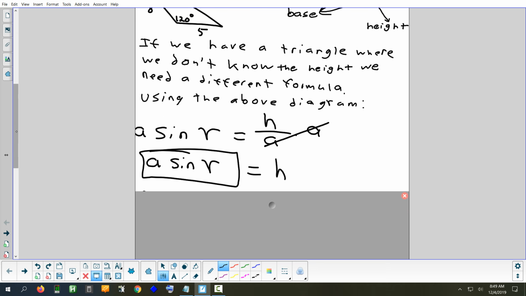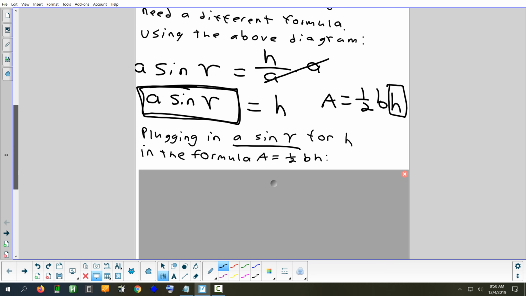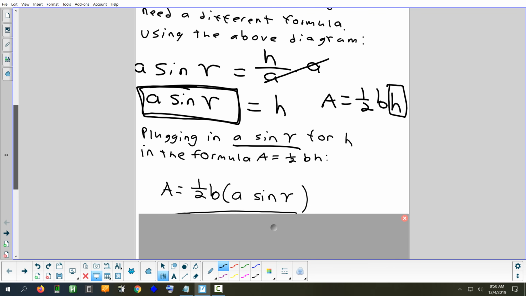Right, so what we're going to do now is basically substitution. This is the old formula for area of a triangle: 1/2 base times height. Instead of h, I want you to put what's in that box, because we just came up with a formula for h. So let's plug that in for h, because that's what it's equal to. If you do that, that's what you get.